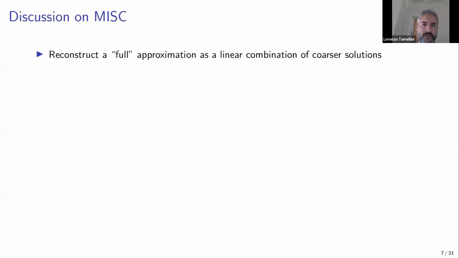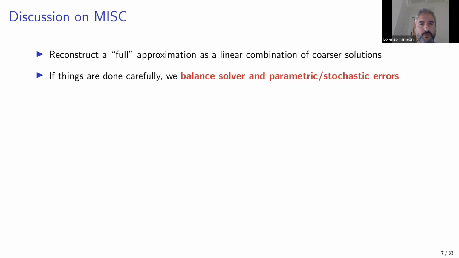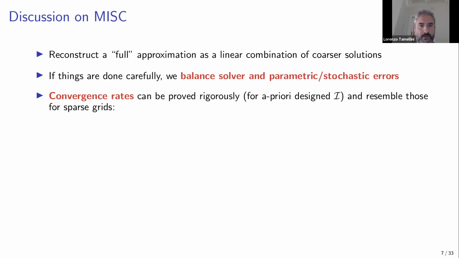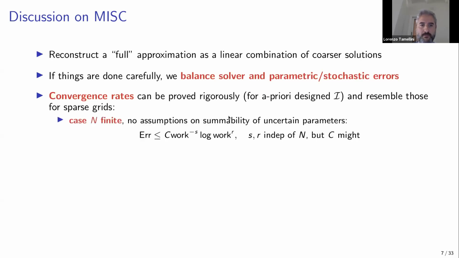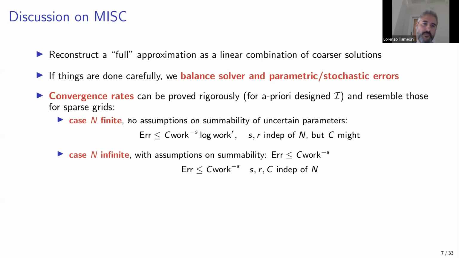So in practice, what I have again is a way of reconstructing a full approximation of my quantity of interest that depends both on a number of hyperparameters and on a number of uncertain parameters as a linear combination of many solutions. And if we do things carefully, by running these algorithms carefully, we balance the solver error, the PDE error, and the parametric error. And in particular, sometimes for certain classes of PDEs, we can craft an a priori set I such that we can prove convergence results for this algorithm.